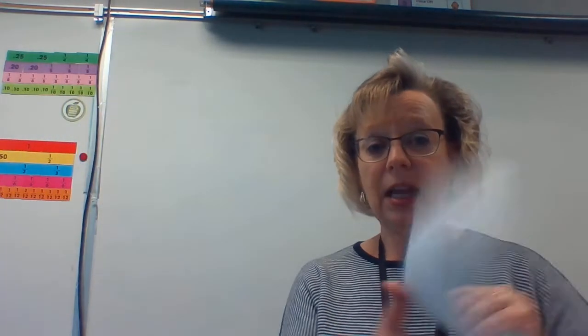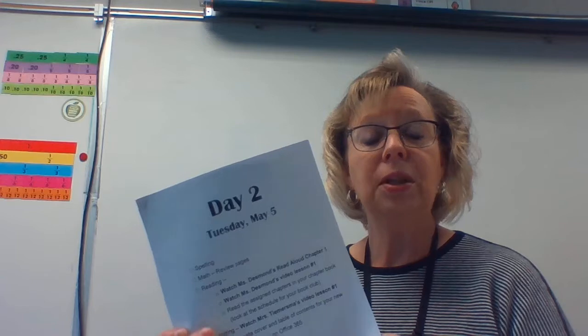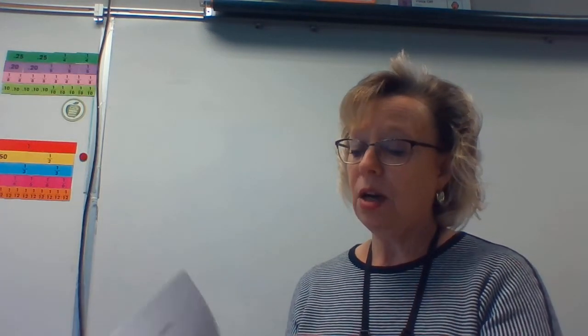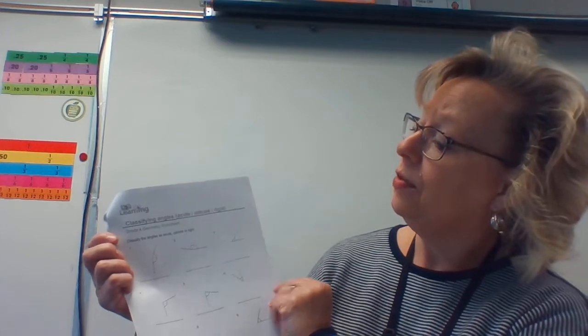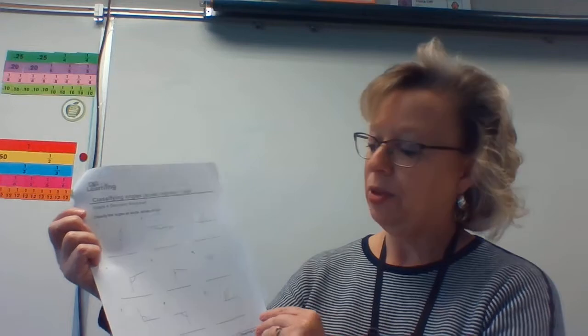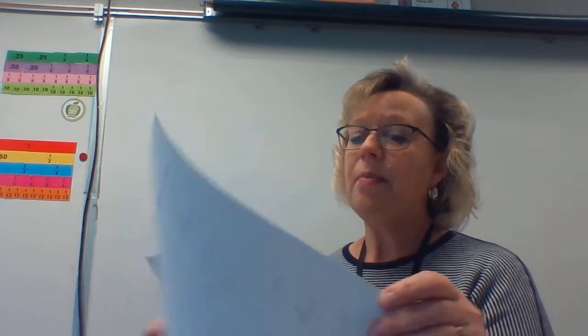Then Tuesday, your packet is still reviewing geometry. So the first thing you're going to do on your Tuesday packet is identify all these kinds of angles, and the words for them are right at the top: acute, obtuse, or right. I don't think there's any straight ones on there. And then the back side is applying the area model for a kind of extended response.